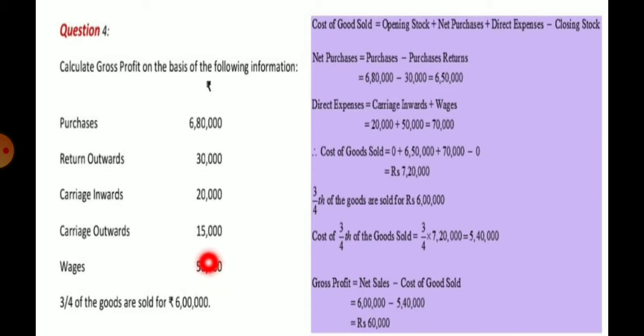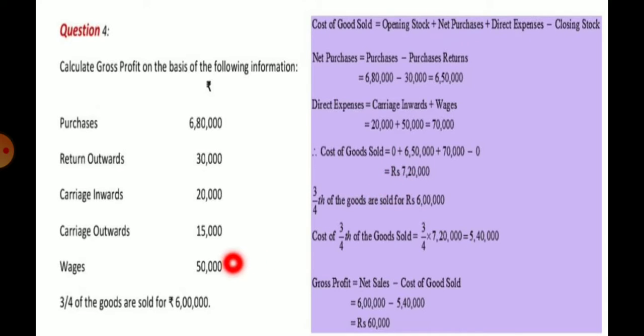Here, 3/4 of the goods are sold for 6 lakh. So it means cost of goods sold will be 7,20,000. How do you find it out? Because opening stock is not given, net purchase is given, direct expenses is given and closing stock is not given, so it will be the cost of goods sold.